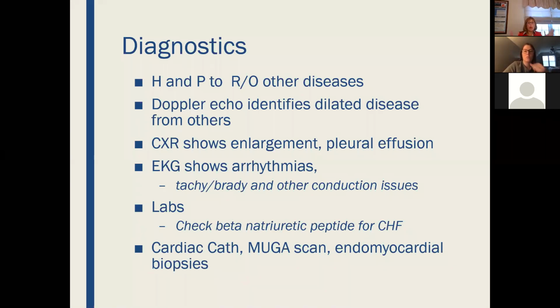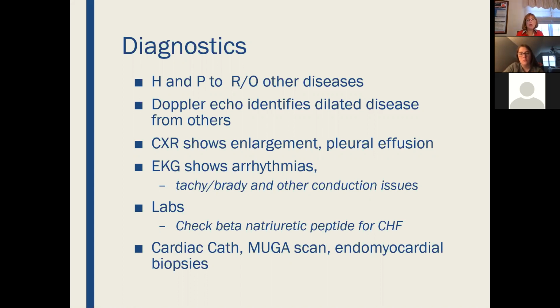H&P, you're gonna rule out other diseases. Let's do an echo. Let's see what the heart looks like. Chest x-ray is showing you a big round heart, which could be hypertrophied. It could be dilated. It depends on what's on the inside. So they gotta look at an echo. EKG is gonna tell you they'll have atrial arrhythmias, they'll have ventricular arrhythmias, maybe both.